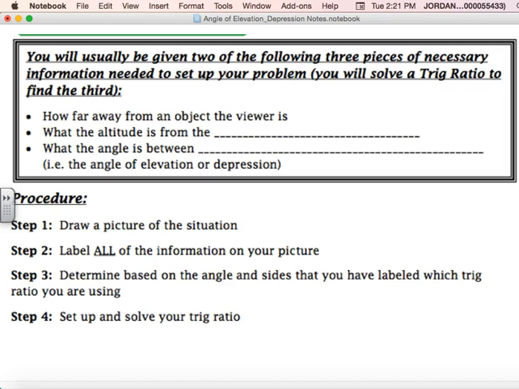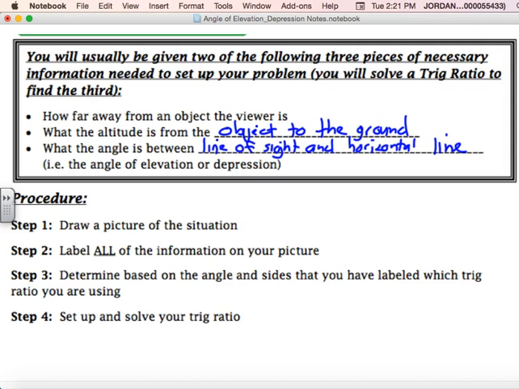The other thing is the altitude, what the altitude is from the object to the ground. It's just how far the object is from the ground, and then what the angle is between the line of sight and the horizontal line. Okay, which is also the angle of elevation or depression when we do depression problems.